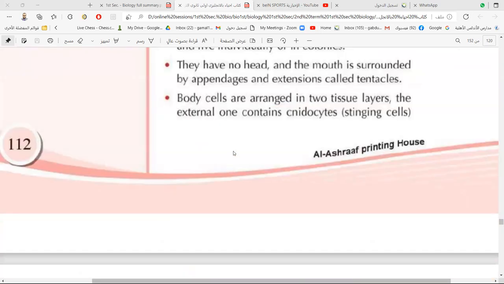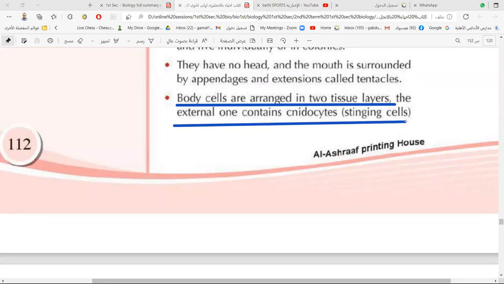Also, their body is arranged into two tissue layers. The external one contains cnidocytes, or stinging cells. Cnidocytes, stinging cells, خلايا لاسعة, in the outer surface of the body.